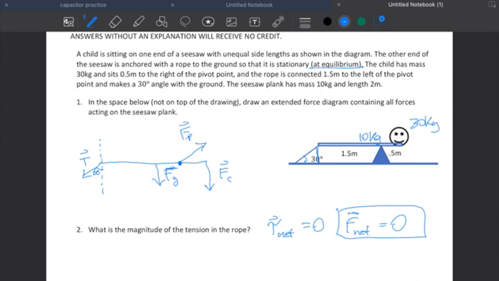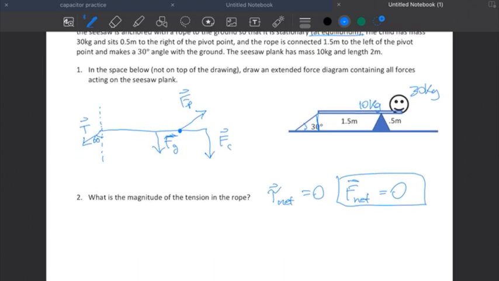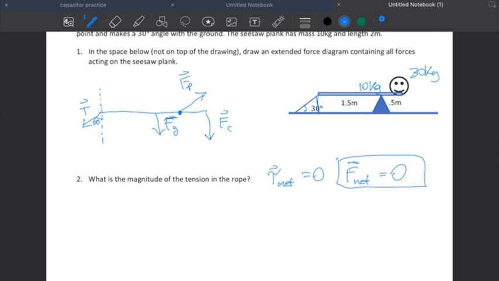Again, up to balance all the downward components of these three forces, and to the right to balance out the leftward force of tension. None of these are obviously to scale, but they give a rough idea of what we need. So that's our extended force diagram. Now let's get into the meat of the problem solving with part 2, which asks us what the magnitude of the tension in the rope is.